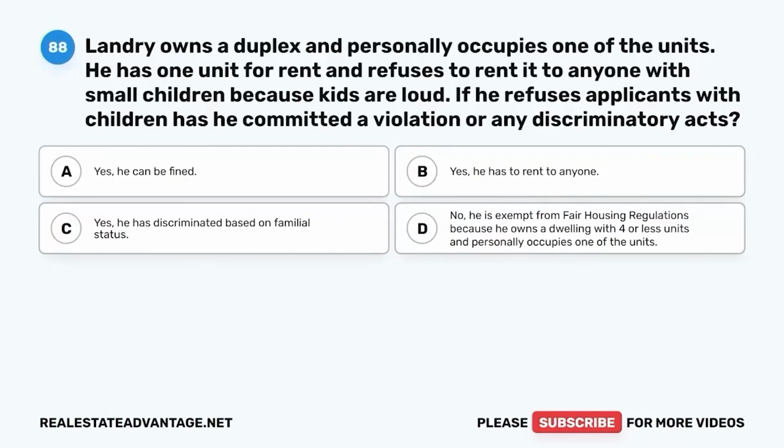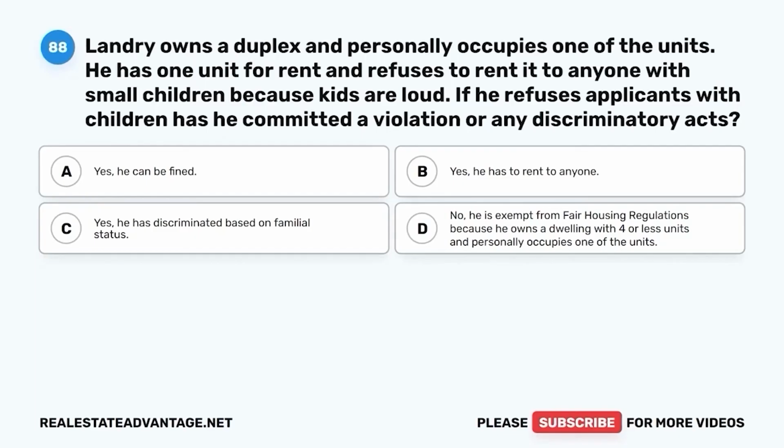Question 88. Landry owns a duplex and personally occupies one of the units. He has one unit for rent and refuses to rent it to anyone with small children because kids are loud. If he refuses applicants with children, has he committed a violation or any discriminatory acts? A. Yes, he can be fined. B. Yes, he has to rent to anyone. C. Yes, he has discriminated based on familial status.